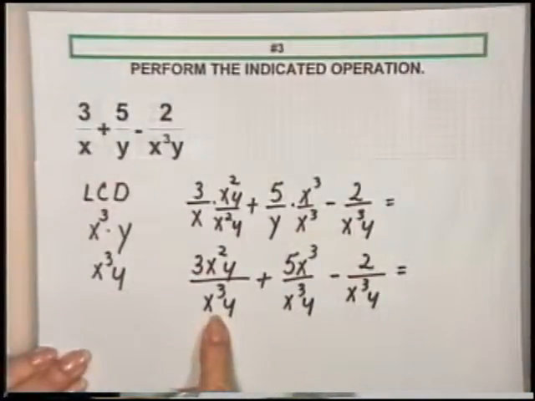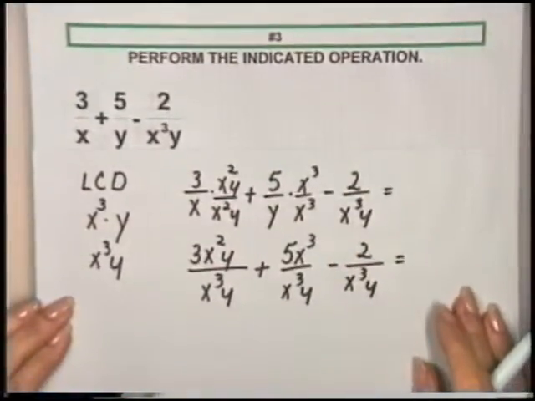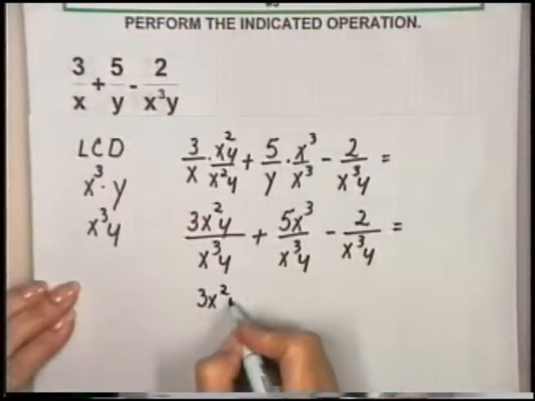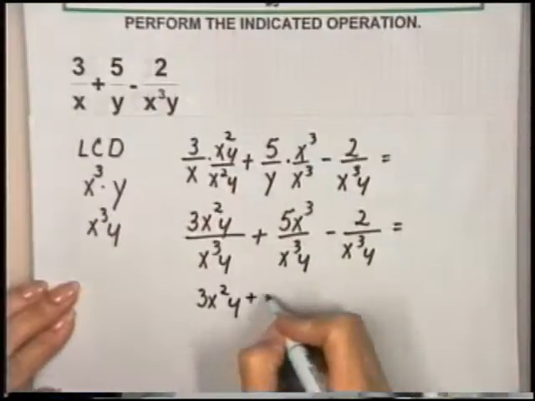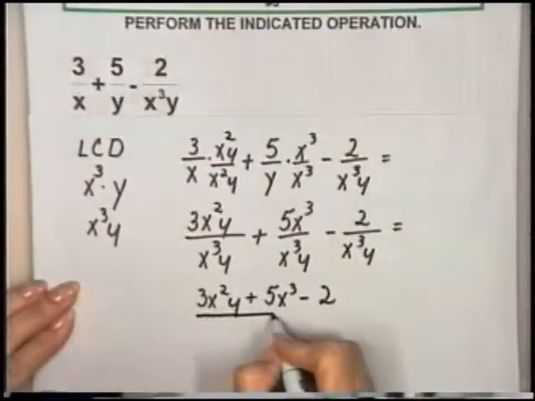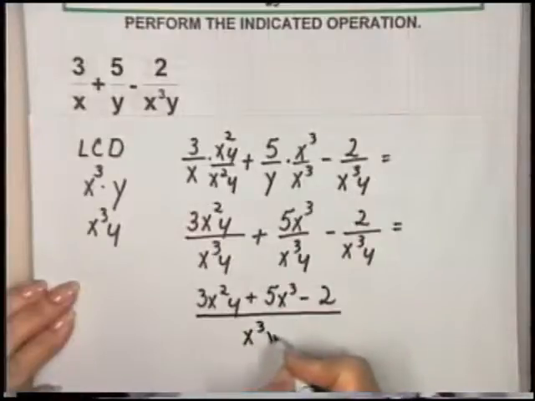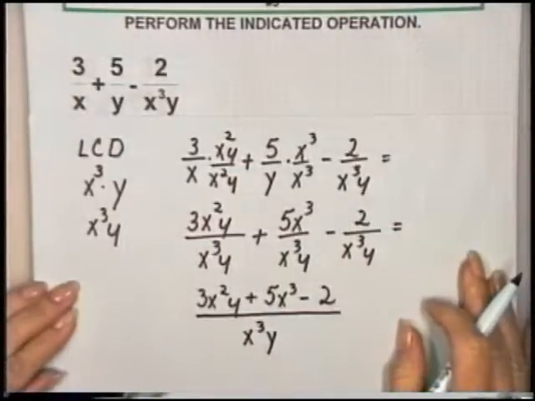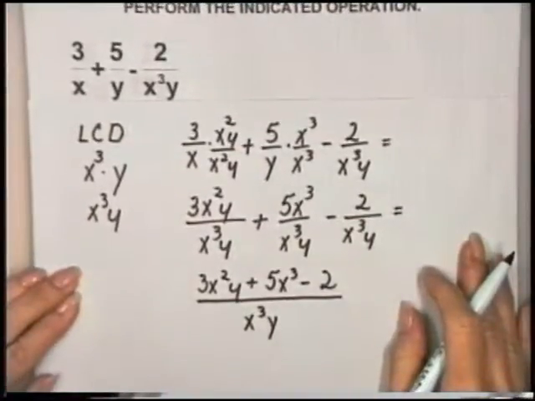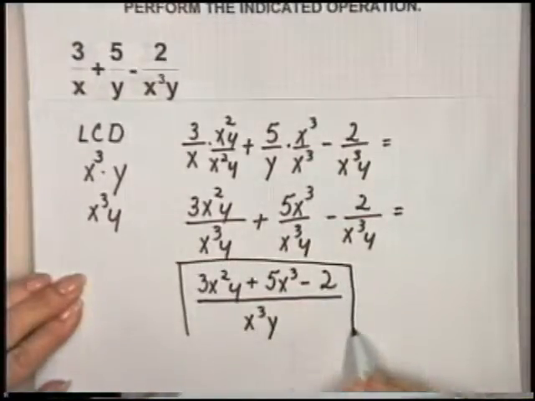Since my denominators are the same, I may combine my numerators. My numerators are not like terms though, so when I combine them, I simply rewrite them. 3x squared y plus 5x cubed minus 2. All of that is over my LCD, which is x cubed y. I check to see if I can factor my numerator to see if I can reduce this fraction, but my numerator does not factor. So this is my final answer.